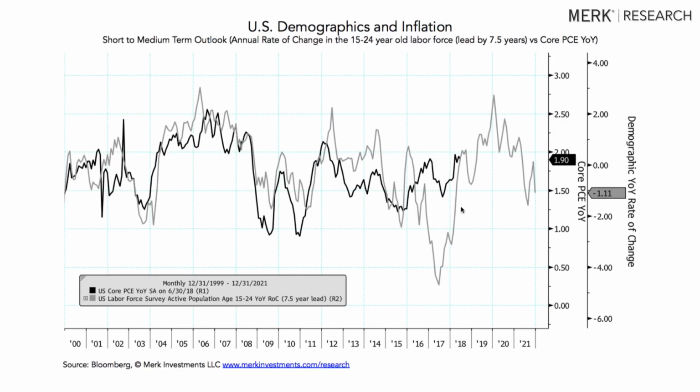Then this is a demographic indicator that has been interesting to me. It's the year-over-year rate of change of the age group that's 15 to 24 years old, led by 7.5 years, and it seems to show somewhat of a relationship with the core PCE reading year-over-year, which is the black line. And if that is a genuine relationship, and if that has any predictive power, it suggests that maybe, again, inflation could be trending higher with some ups and downs, but trending higher through the end of next year.